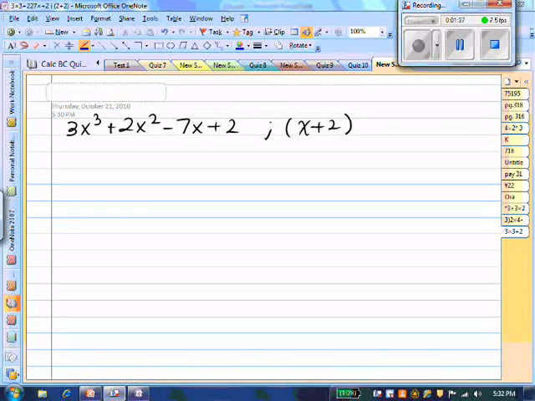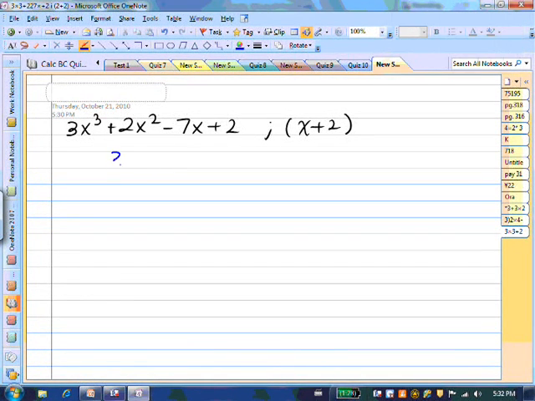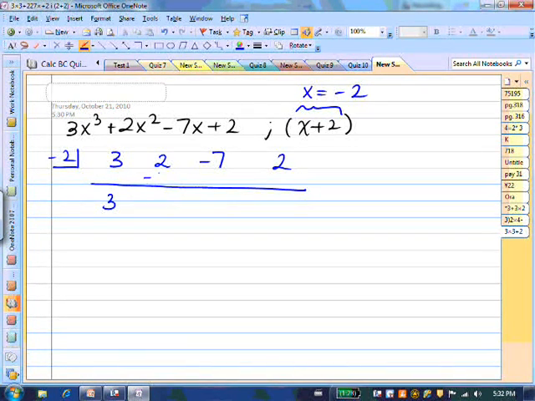Okay, here's the problem we're working on. So I'm going to just go ahead and write down the coefficients, 3, 2, negative 7, 2. Remember, what goes in the box is what makes that 0. So negative 2 is going to go in the box. Bring down the 3, multiply by the box, negative 6. Negative 4, multiply by the box, 8. Positive 1, multiply by the box, negative 2, and sure enough, the remainder is 0.